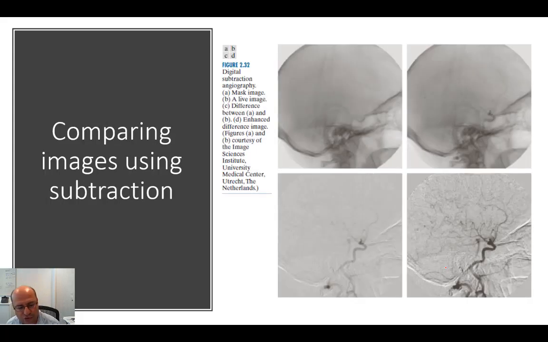Okay, so we can also use subtraction to compare images. This is an angiograph. The book has more details about how they obtain this angiograph. You actually inject a substance in the vein, and then you take an X-ray of that. A is a mask image, B is a live image, and basically if I want to identify elements on this angiograph, what I do is I subtract, right? Just subtract this one.